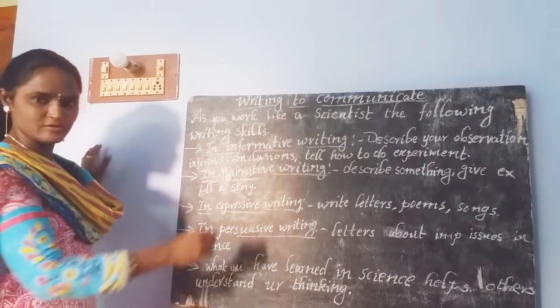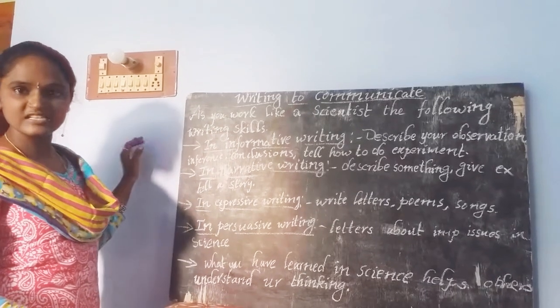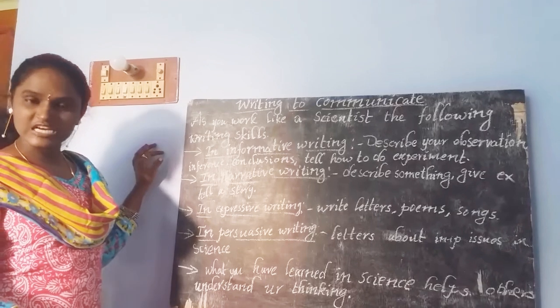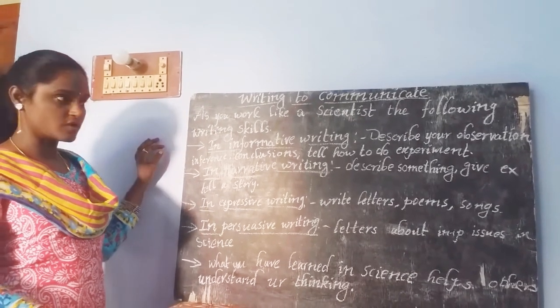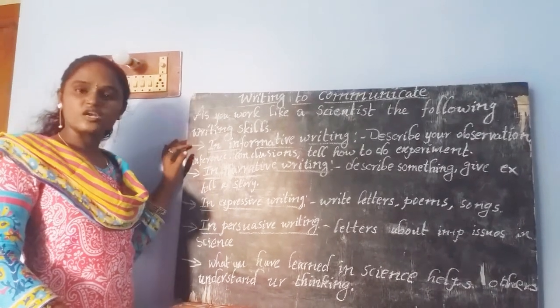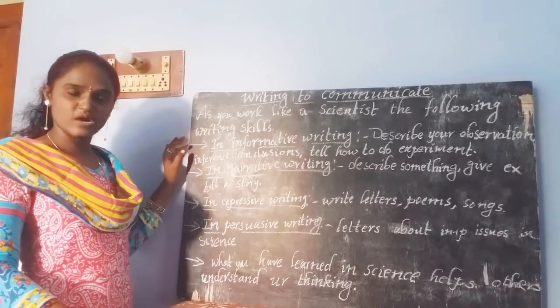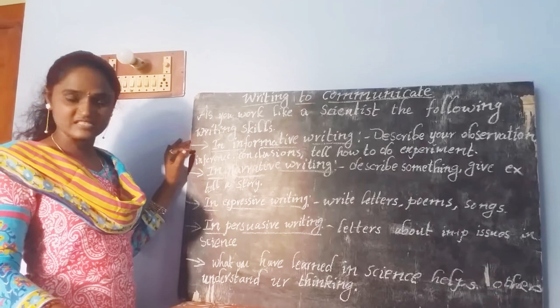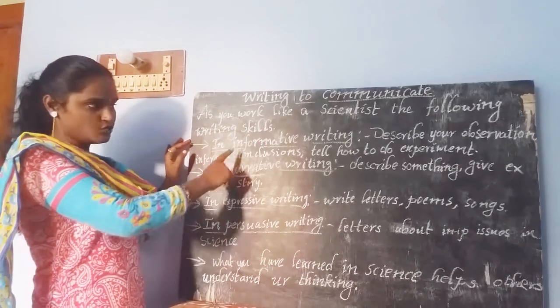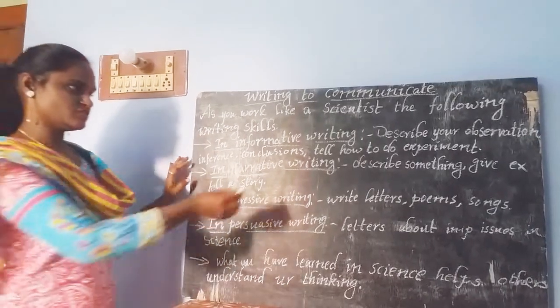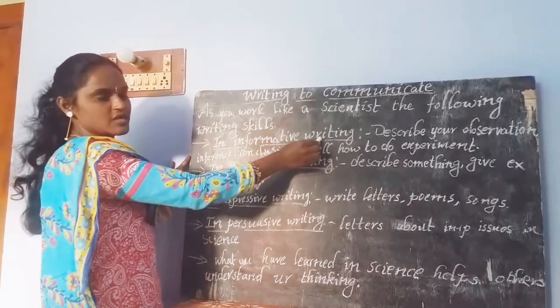By using these writing skills, the scientist is able to communicate the result and conclusion of the experiment, or they want to share their knowledge with the people by using writing skills. As you have interest to become a scientist, it is a must that you know the writing skills. Okay, come to the first one, informative writing.